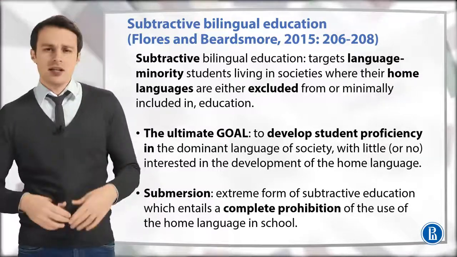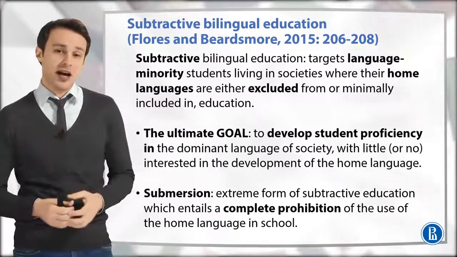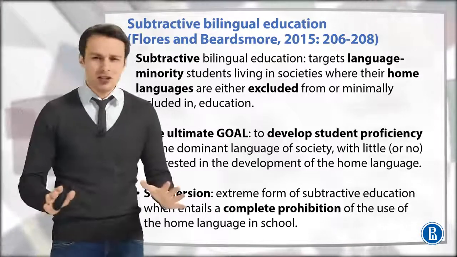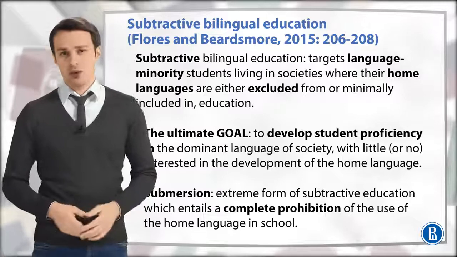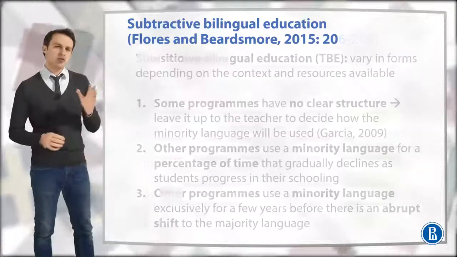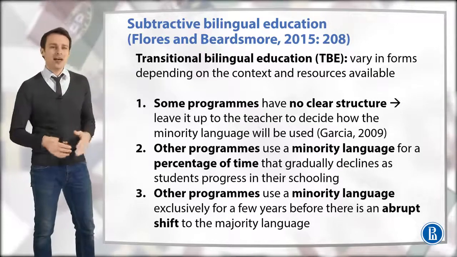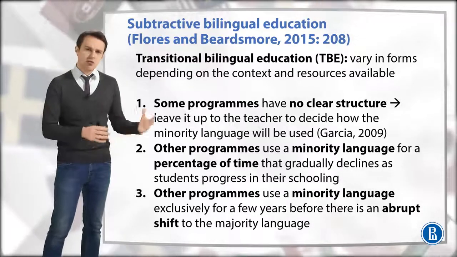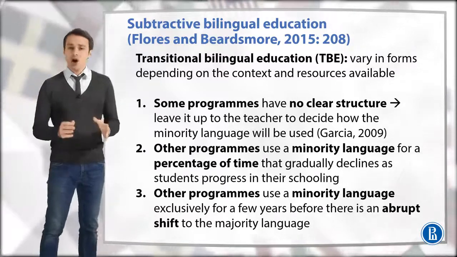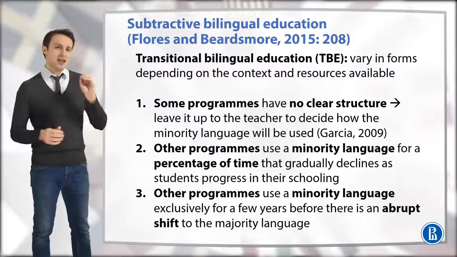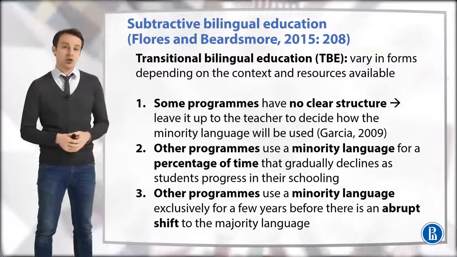In this respect, submersion can be seen as an extreme form of subtractive education which entails a complete prohibition of the use of the home language in school. However, there are transitional bilingual education programs that vary in forms depending on the context and resources available. For example, some programs have no clear structure, that is, they leave it up to the teacher to decide how minority language will be used.